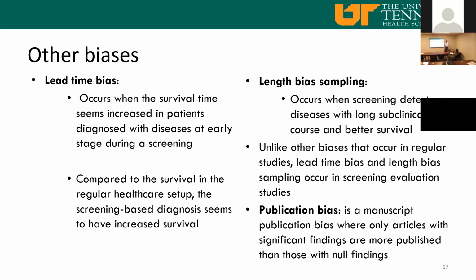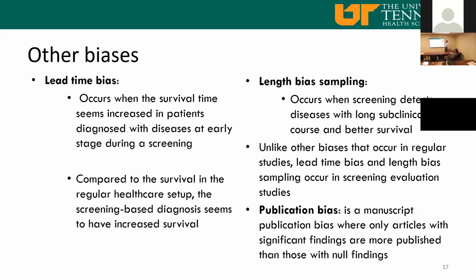So far we looked at two different types of bias. One is selection bias and the other is information bias. Selection bias occurs during study participant selection, and information bias occurs during the data collection and the definition of exposure and outcome.